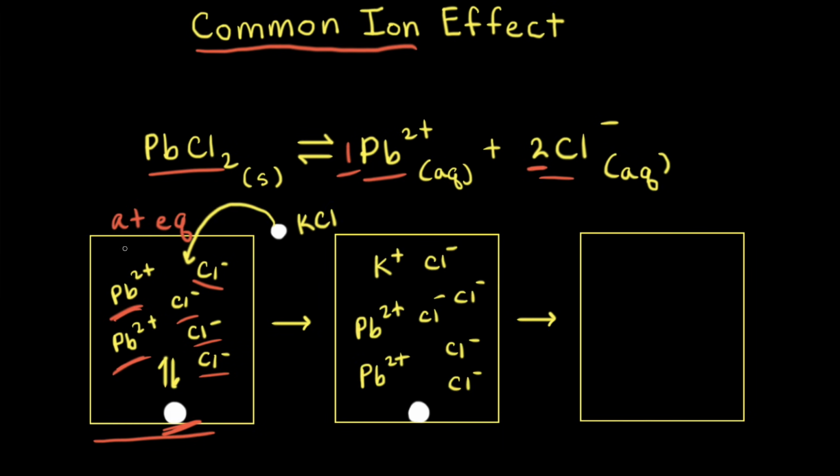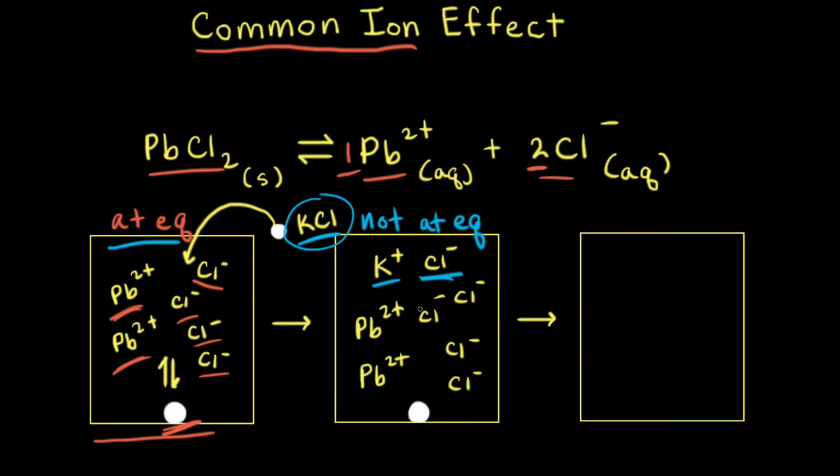So our system is at equilibrium, and let's add some solid potassium chloride. Potassium chloride is a soluble salt, so it will dissociate and turn into K+ and Cl- in solution. Adding a source of chloride anion means the system is no longer at equilibrium. So let me write in here, not at equilibrium at that moment in time.